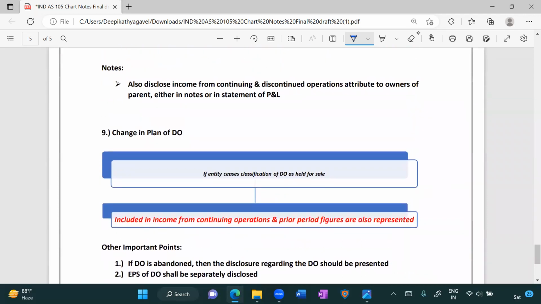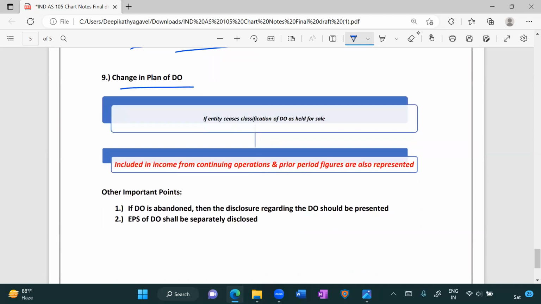Also disclose the income from the continuing operations and discontinued operations attributable to the owners of the parent, either in the notes or in the statement of P&L. Obviously, this is for better comparison, so that the owner will know how much of your income is going to be coming from your continuing operations, because that will come in the subsequent financial year also. But the discontinued operation will not come. So the stakeholders will be able to better compare the financials. That is why they say to separately disclose the income from continuing and discontinued operations.